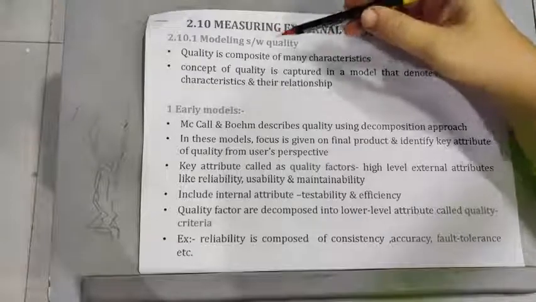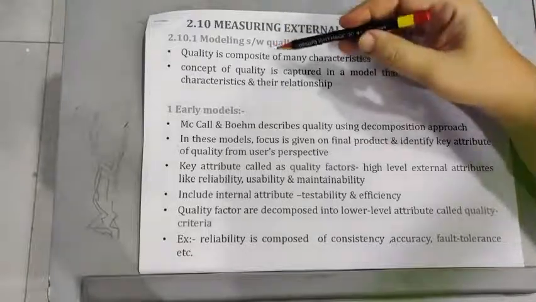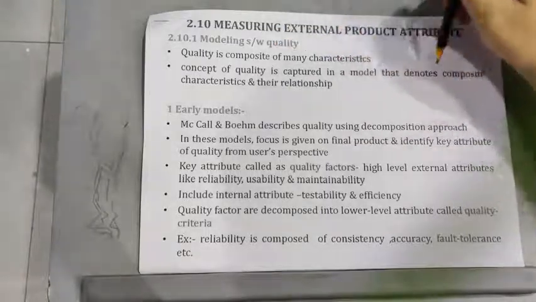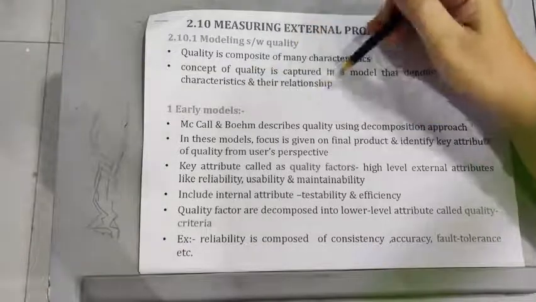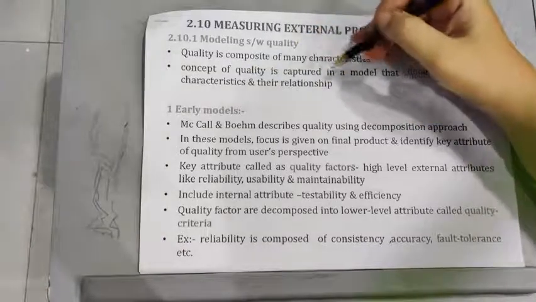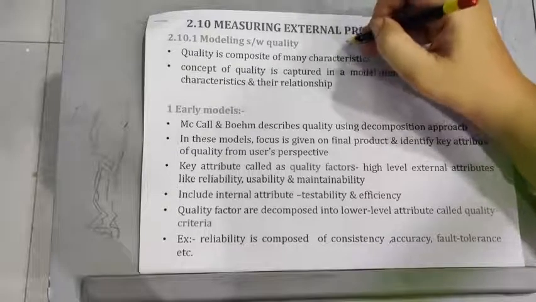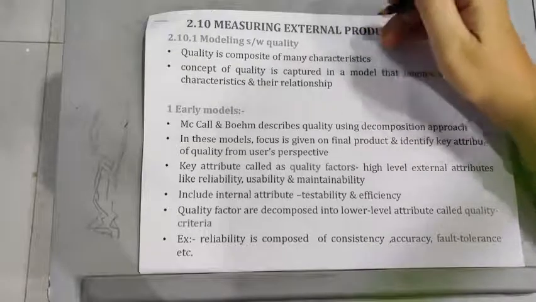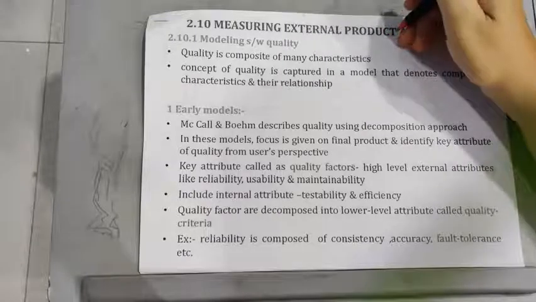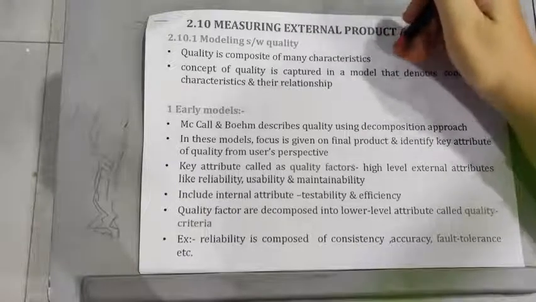Quality is nothing but a composite of many characteristics. Means the concept of quality is captured in a model that denotes composite characteristics and their relationships. The basic meaning of quality is excellence. We can say the synonym of quality is excellence, means continuous good things happen, or we can achieve excellence in good things.